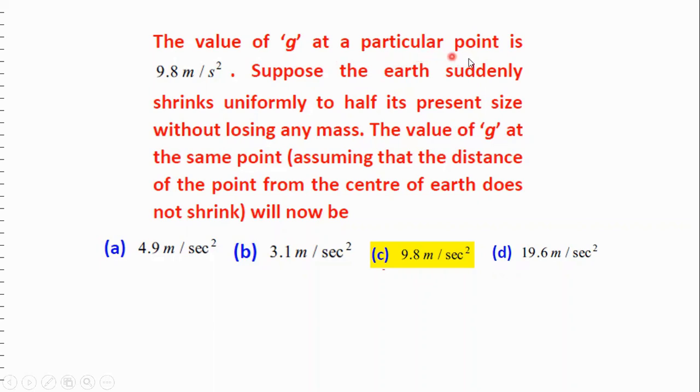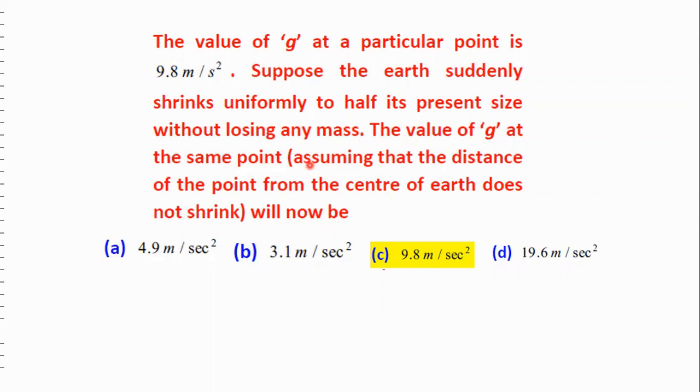The value of g at a particular point is 9.8 meters per second square. Suppose the Earth suddenly shrinks uniformly to half of its present size without losing any mass. The value of acceleration due to gravity at the same point will be what?